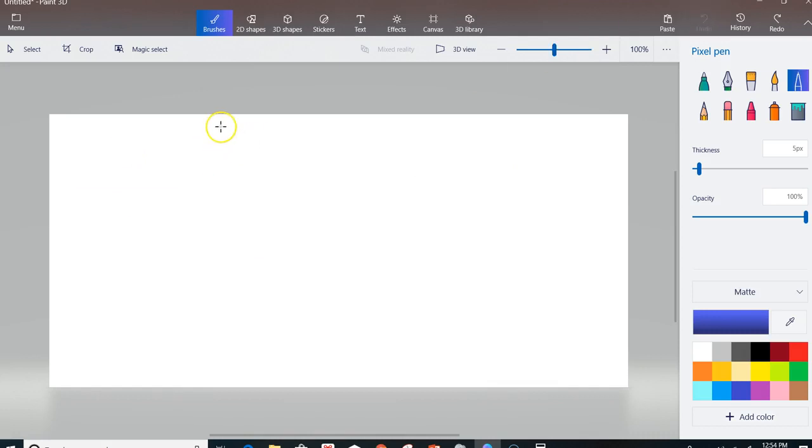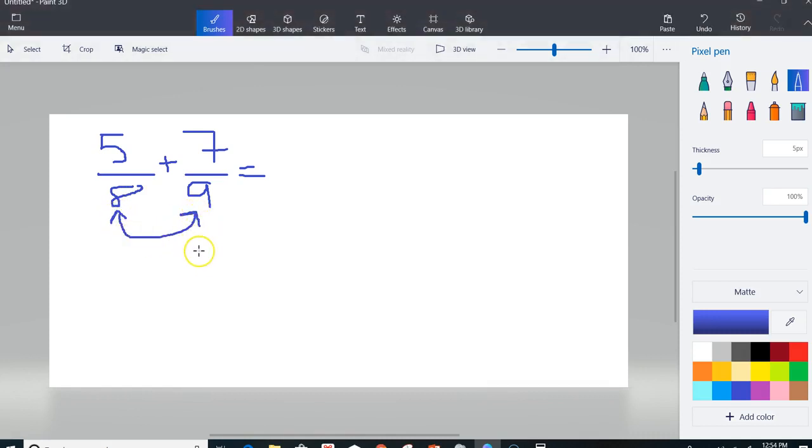Alright, let's go. Let's start easy with something small, like 5/8 plus 7/9. Now my question to you is this. Can you add these two fractions right now? Unfortunately, no. Because look at the denominators. They're not the same number. That means we still have to do more work on them. We need to find the LCM of 8 and 9.